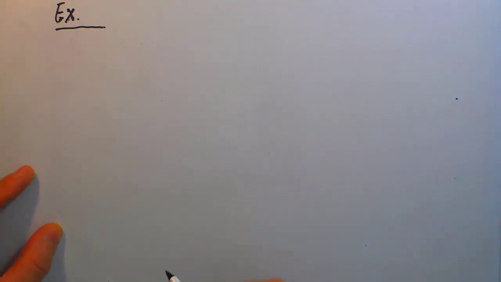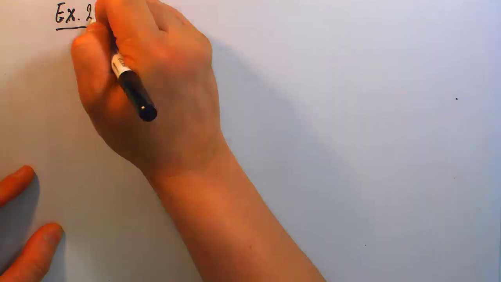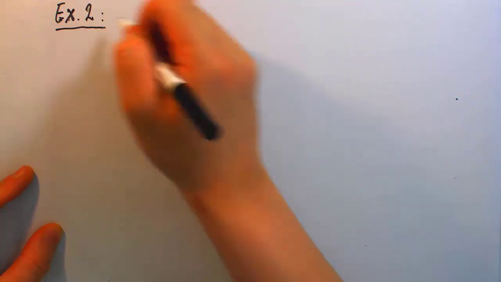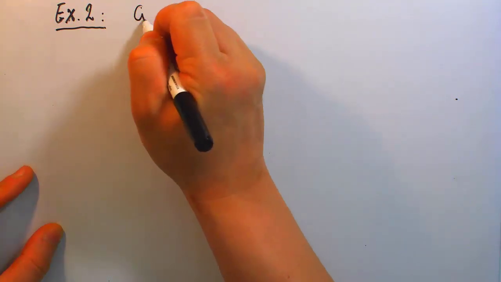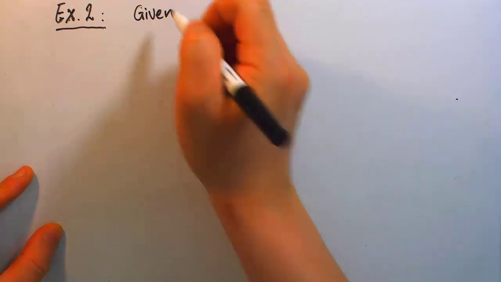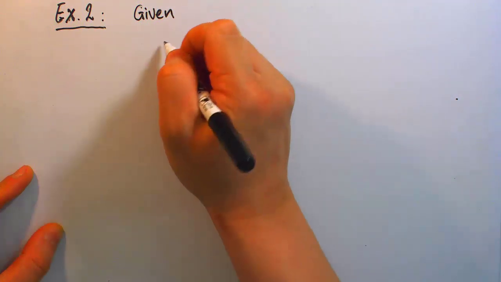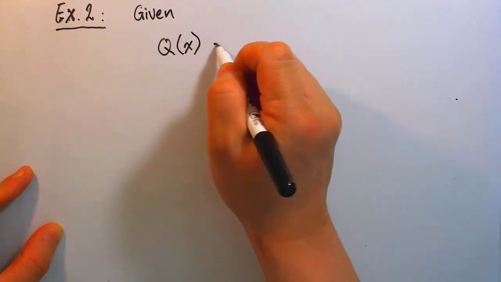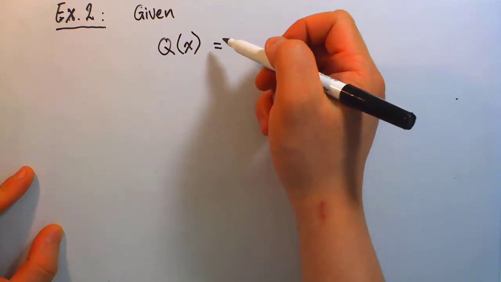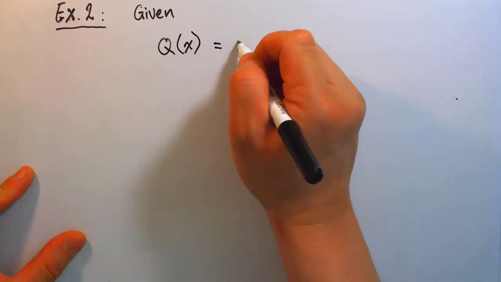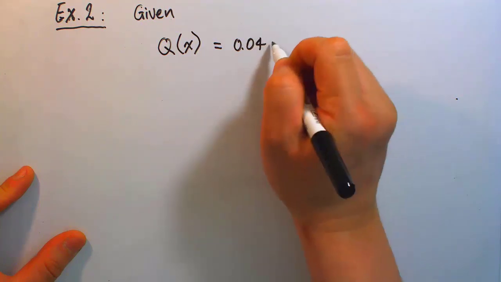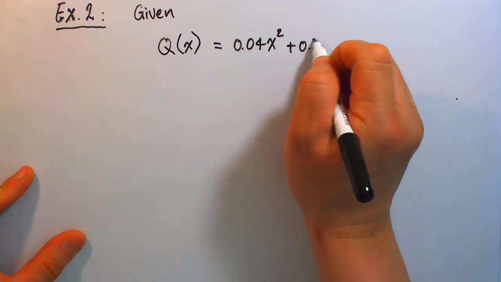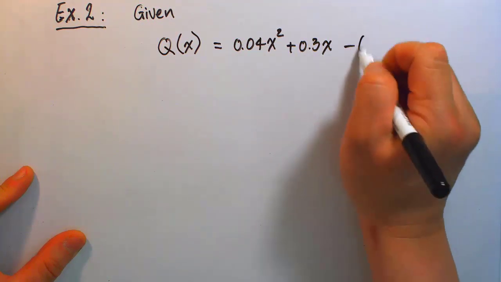Now let's look at another example of finding the maximum or minimum value of a quadratic function. So here, let's say we are given, and I would like to name my function a little bit differently, so how about capital Q of x equals 0.04x squared plus 0.3x minus 6.